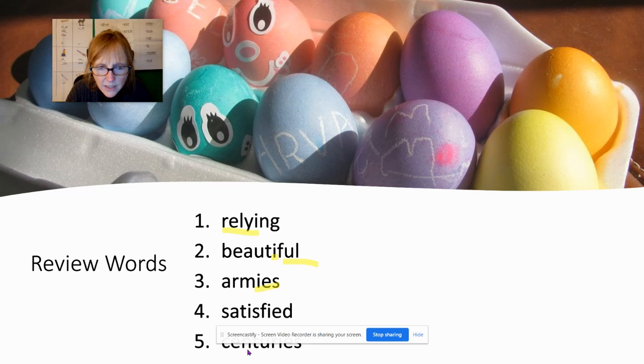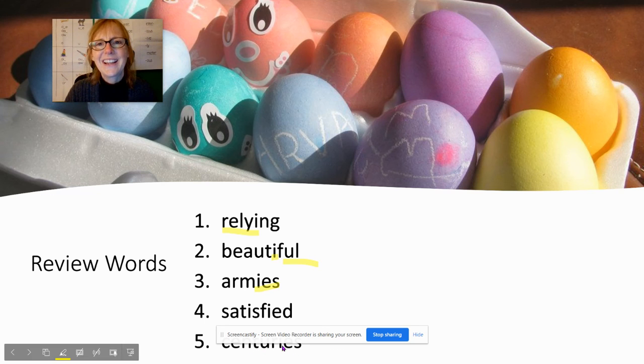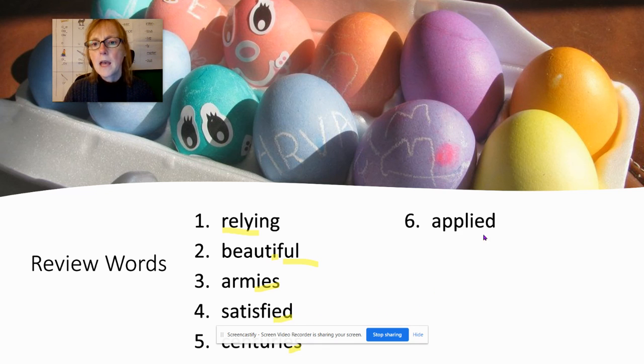Uh-oh, I can't see under there. Centuries, I think that's what it says. Yep, change the Y to an I and add ES. So we're still really thinking about those endings and those rules for changing Y to an I. Applied: again, this is from the base word apply. We change the Y to an I and add ED. Paper: here's our sound there at the end of paper. Dozen: oh gosh, I feel like that has schwa in both the first and the second syllable.